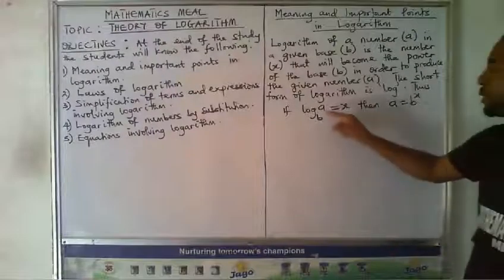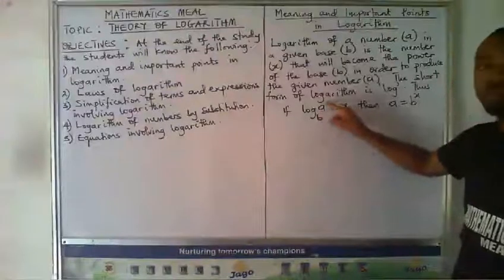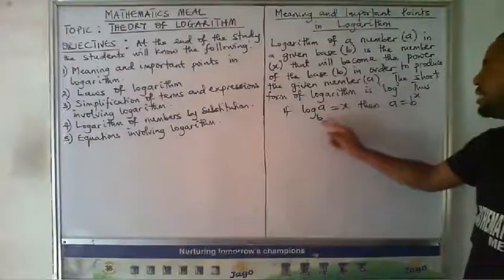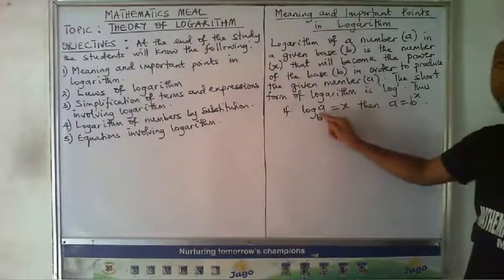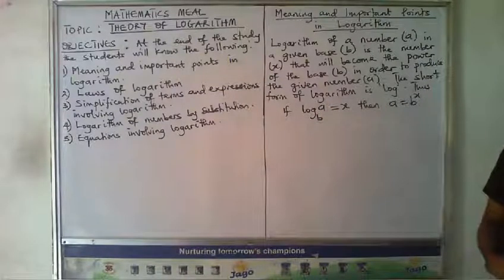The number that will become the power of the base in order to produce this number, that's the logarithm. So if log a in base b is equal to s, it means that when s becomes the power of b, we are going to form a. That's what it means.